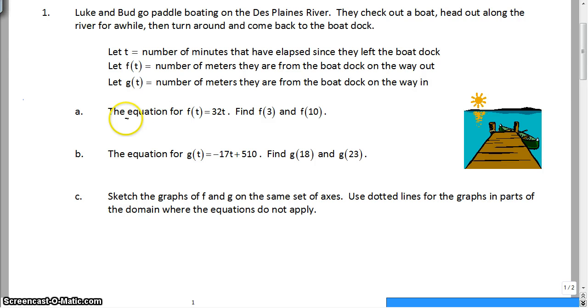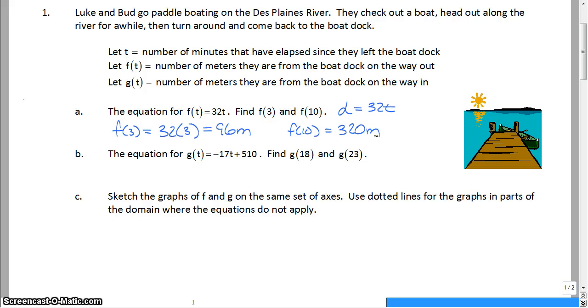So away from the boat dock, we could also simplify it and say D is equal to 32t. F of t is the distance away from the boat dock as time increases on your way downstream, or is it upstream? We'll find out in a second. We're going to find F of 3 by just substituting it into 32 times t, and that's going to give us 96 meters. If we find F of 10, we're going to find out that that is 320 meters. And that's simply substituting a value into the equation 32t.